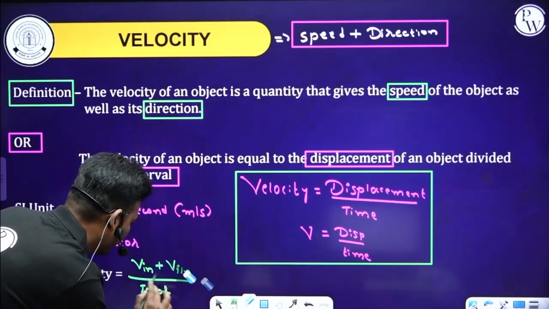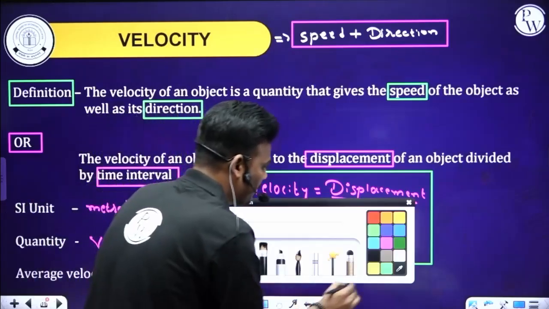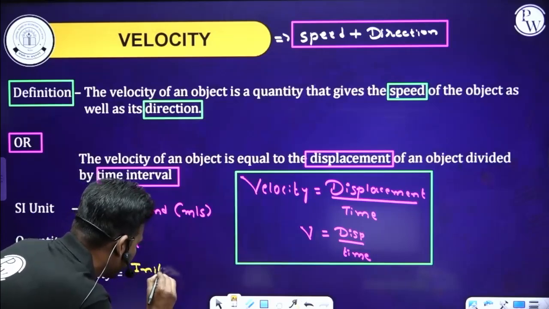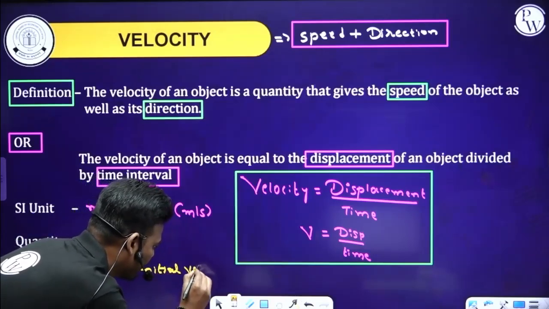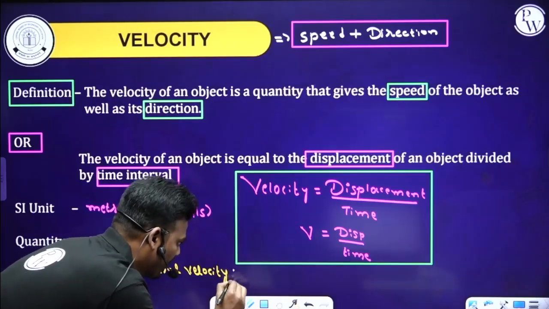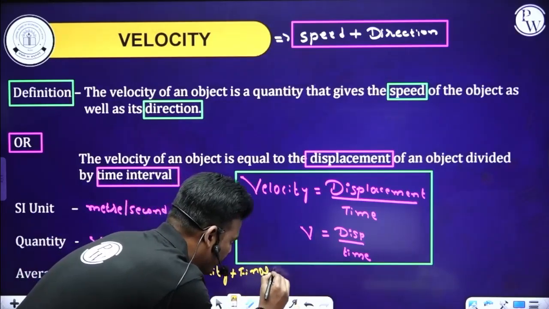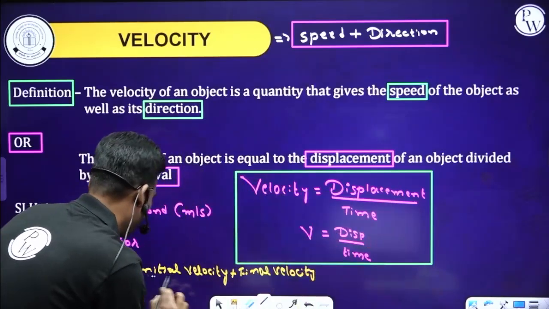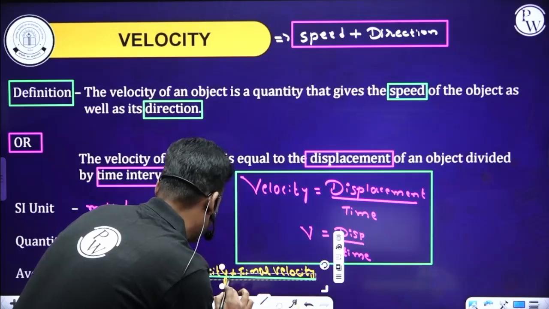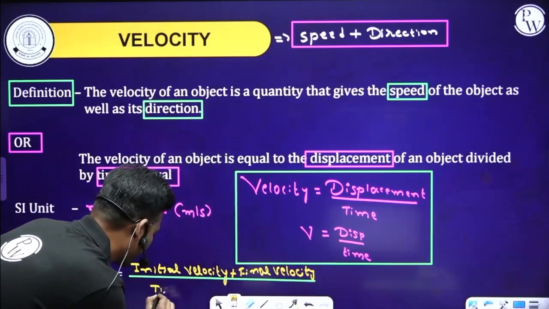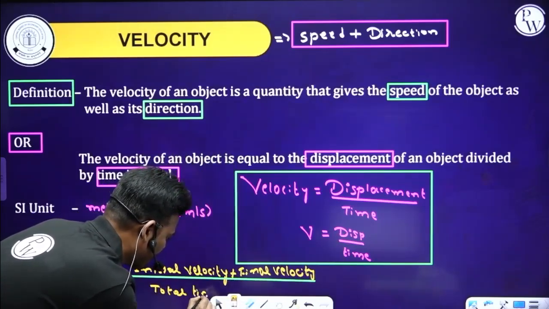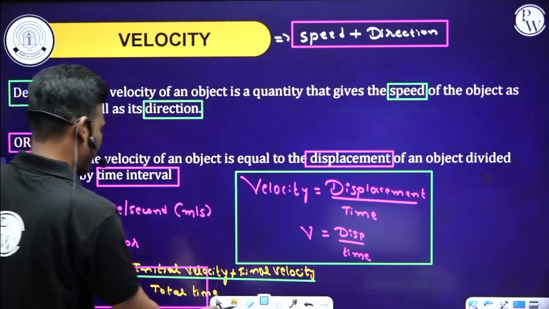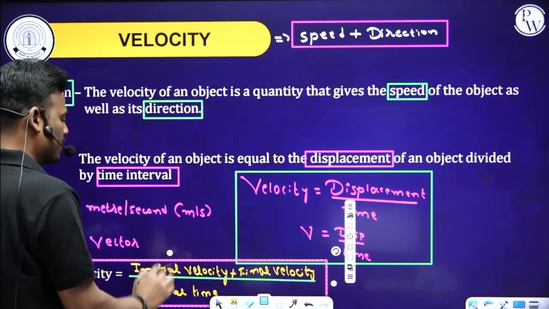Here I'll write the full words, don't go for the shortcut method. Initial velocity plus final velocity, divided by total time. Okay, so this is average velocity. This is for non-uniform velocity.